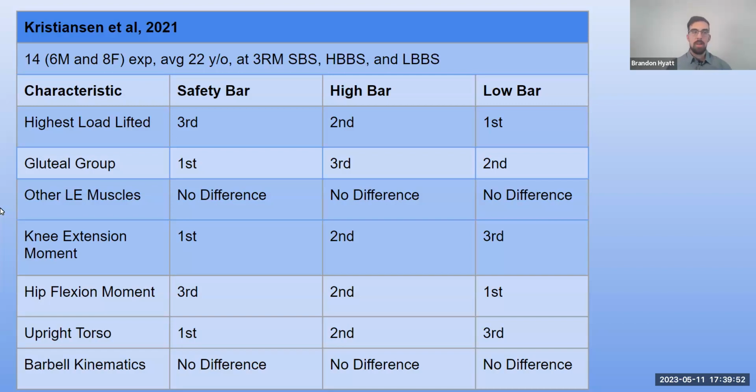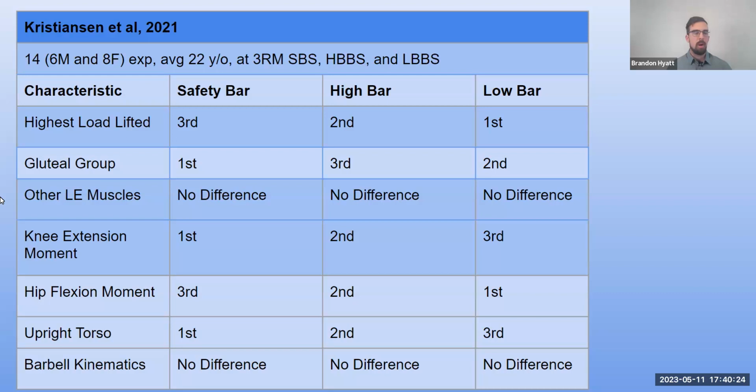Other lower extremity muscles, no difference at all. Okay, so quads, no difference. Hamstrings, no difference. Looking at the kinetics, knee extension moment was the most in safety bar squat. Now that makes sense to me because the weight is most forward. You're getting a lot more knee flexion since the torso is more upright. Makes sense. Hip flexion moment, it's got the least. Okay, that totally makes sense because there's a ton of knee flexion. There's a big knee moment. It's got the most upright torso.